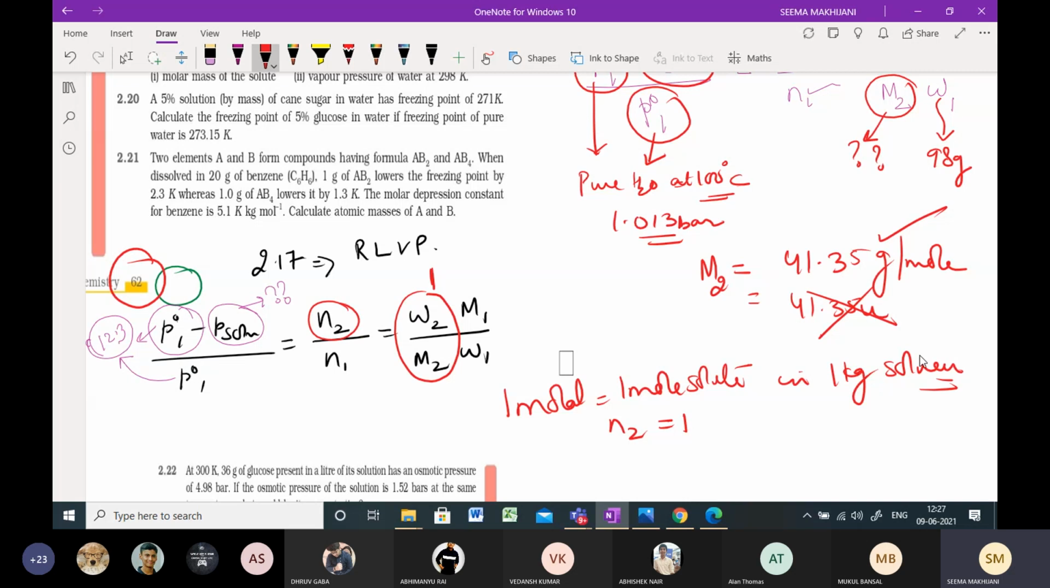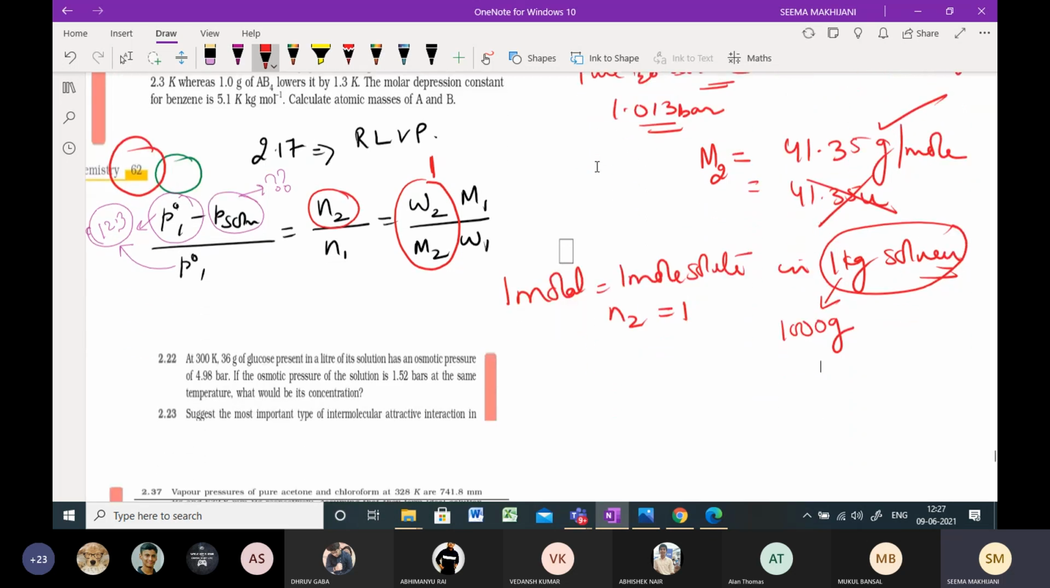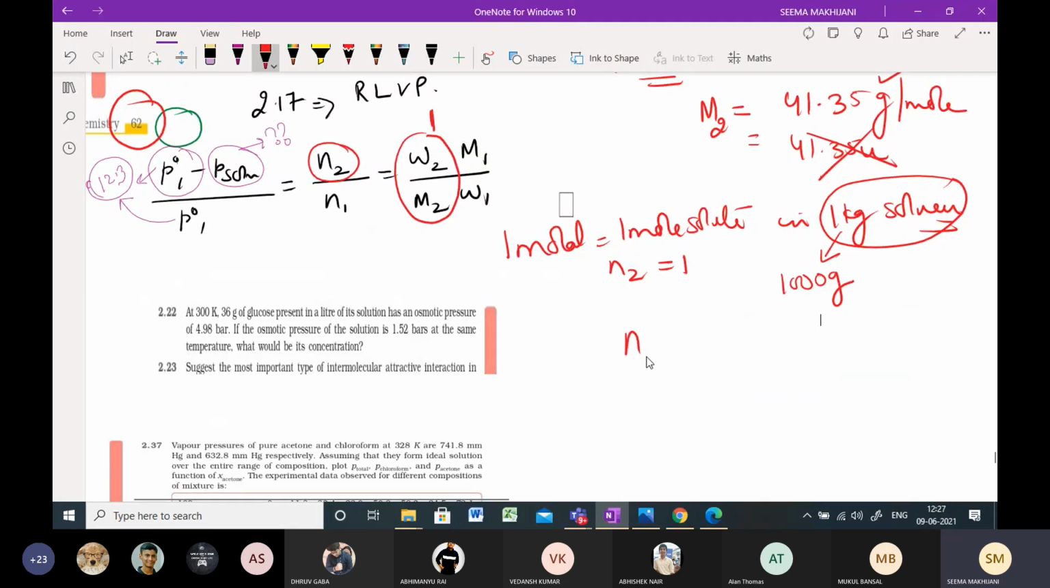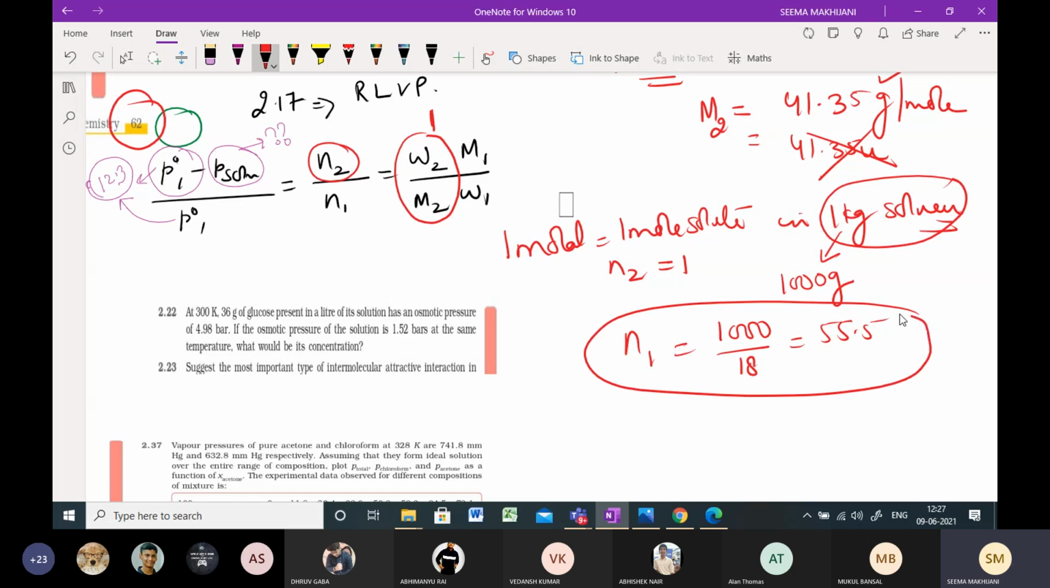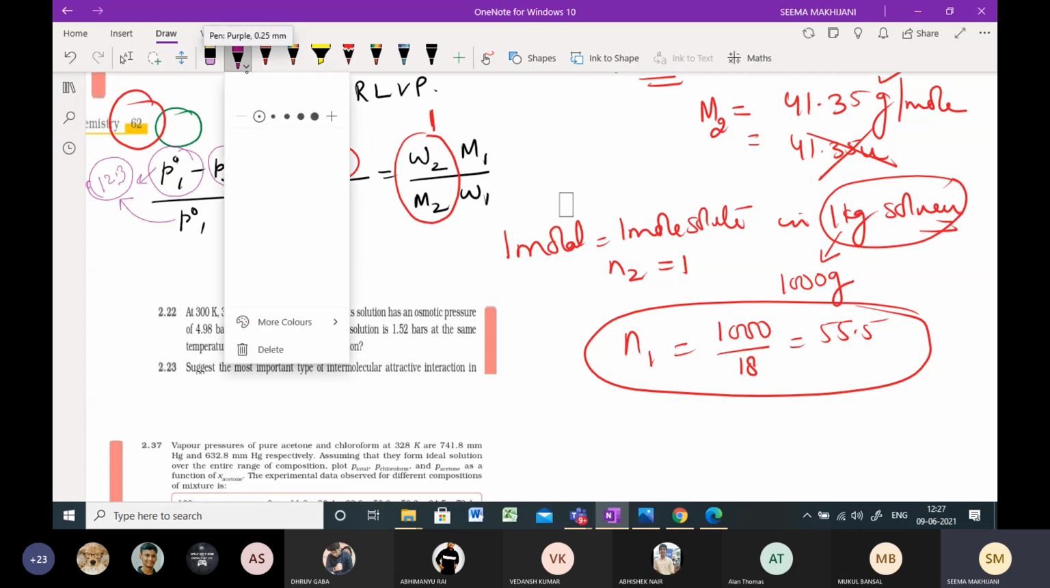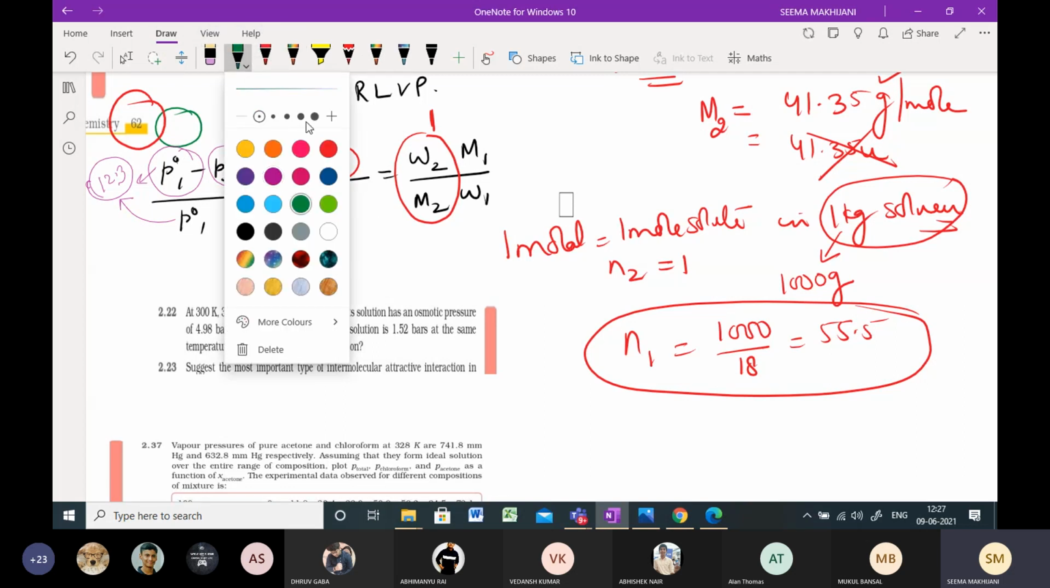Fine. Now, talking about 1 kg of solvent. 1 kg of solvent is 1000 grams. And you very well know, if I need to calculate the moles of water, that is N1, it is going to be 1000 divided by 18. This value comes out to be 55.5. There is no harm in learning this for your JEE Main so that the questions are solved faster. So there was actually no need to go to the second part of the question.